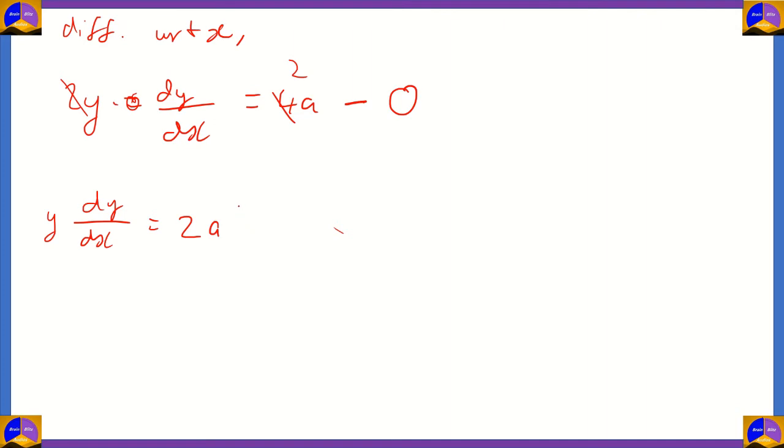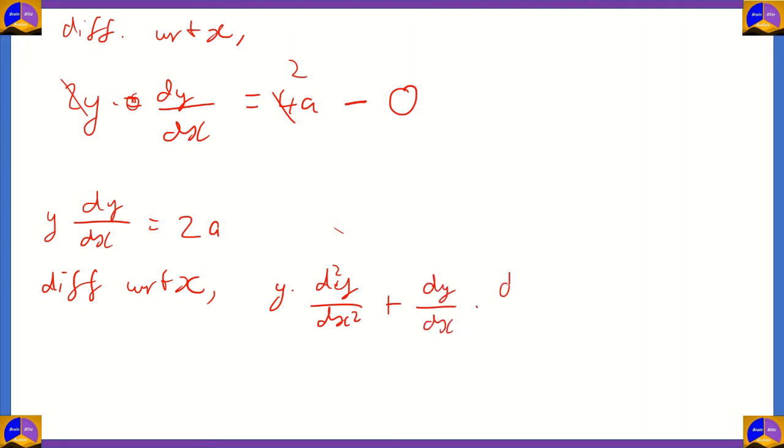But we will not stop here. We'll have to differentiate it again. So differentiating with respect to x, the left-hand side uses the product rule, so y times d by dx of dy by dx, that is d squared y by dx squared, plus dy by dx times dy by dx. The right hand side will be equal to 0.